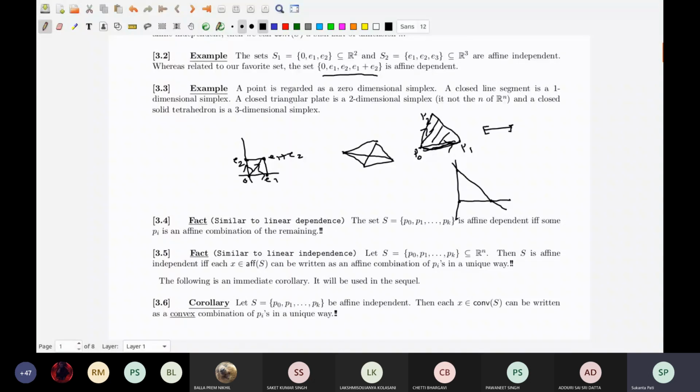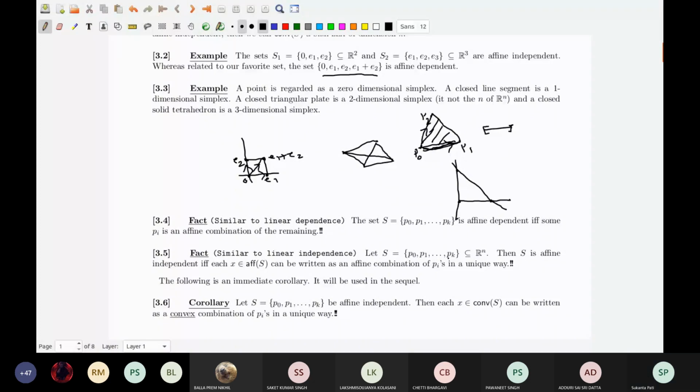And 3.5 is similar to linear independence. It says that the set P0, P1 to Pk is affine independent if and only if each x in the affine space generated by S can be written as an affine combination of the Pi in a unique way. This is very similar to linear independence, which says that a set S is linearly independent if and only if every x in its span can be written uniquely.